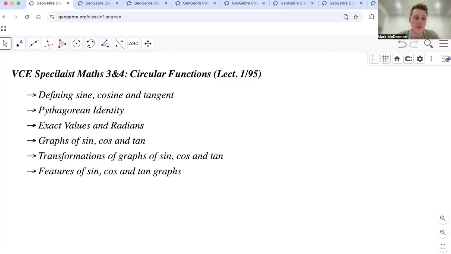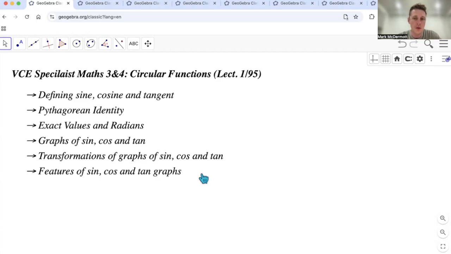These are the topics we're going to cover: defining sine, cosine, and tangent, the Pythagorean identity, exact values in radians, graphs of sine, cos, and tan, transformations of those graphs, and features of those graphs. This is all covered in the Methods course, but it's essentially prerequisite knowledge for Units 3 and 4 Specialist Maths. So there's pretty much all of circular functions from Methods in one lecture.